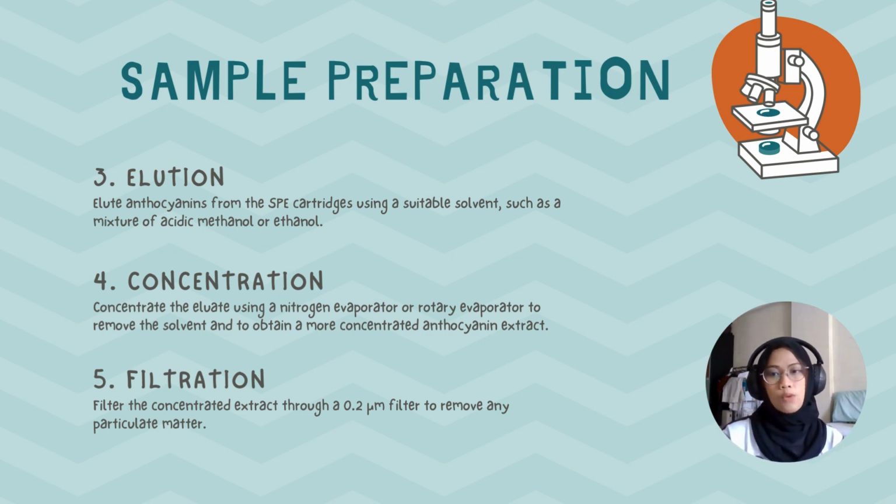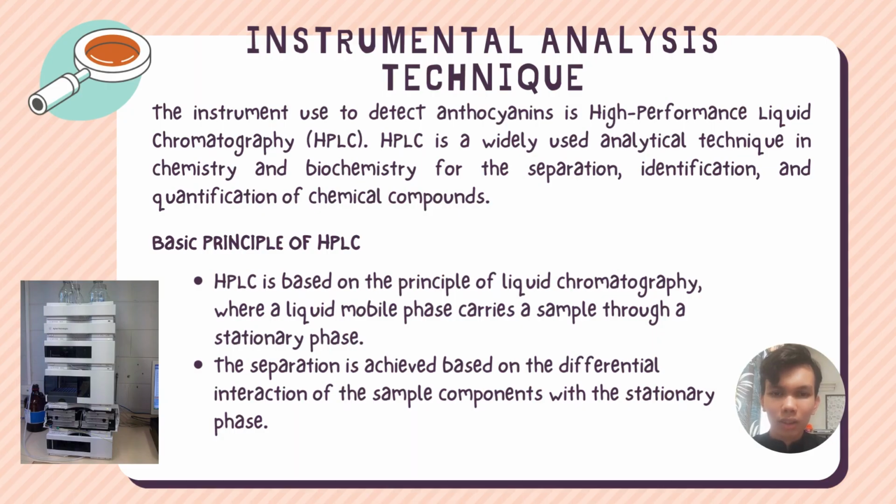The fourth step is concentration, where we concentrate the eluate using a nitrogen evaporator or a rotary evaporator to remove the solvent and to obtain a more concentrated anthocyanin extract. The last step is filtration, where we filter the concentrated extract through a 0.2 μm filter to remove any particulate matter. I will continue the presentation with the instrumental analysis technique.